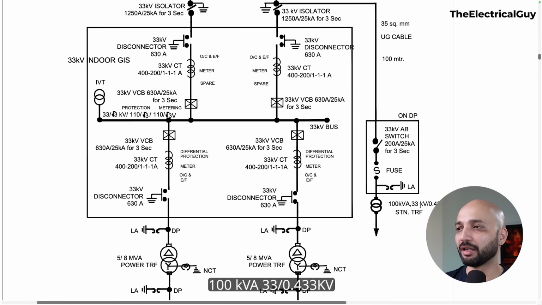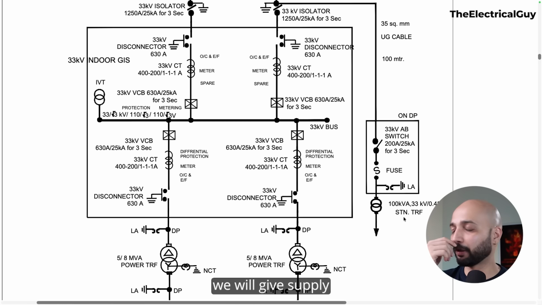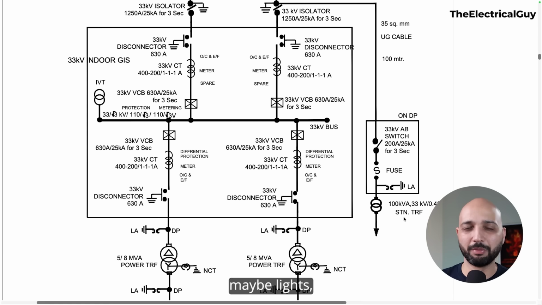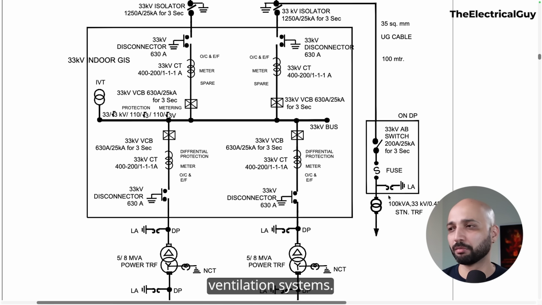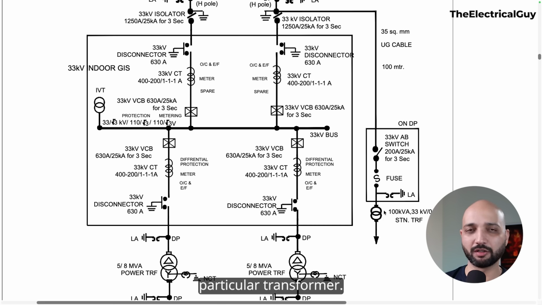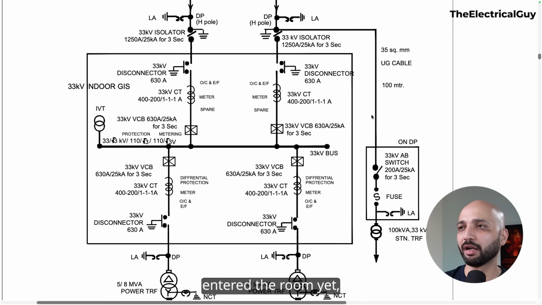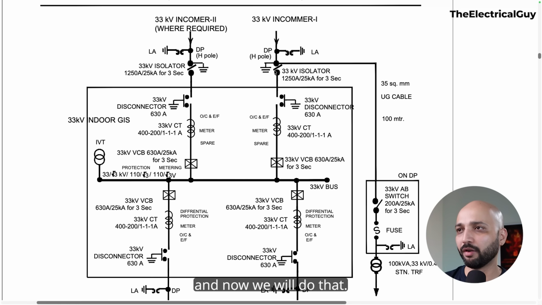And then we have a 100 kVA 33 by 0.433 kV, which is 430 volts, station transformer. You can say this is an auxiliary transformer, and from there we'll give supply to the substation for its auxiliaries, maybe lights and ventilation systems. That supply will be taken from this particular transformer. Clear? We are still outside. We haven't entered the room yet, and now we'll do that.